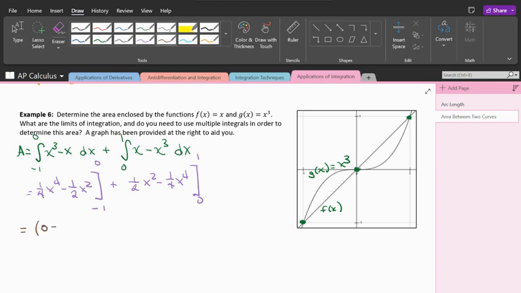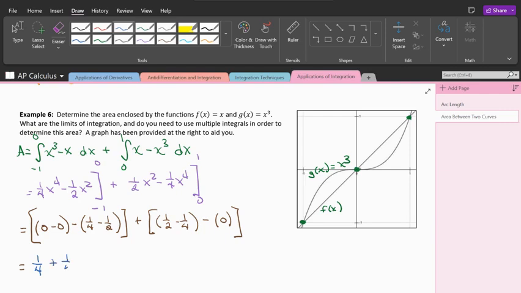Substituting in, we have 0 minus 0 minus, we plug in -1, and we have +1/4 minus 1/2, plus, now we're evaluating the upper function first at 1, so 1/2 minus 1/4, minus 0. And so we have here 1/4 minus 1/2 is -1/4, multiplied by a -1. So we have 1/4, and then plus 1/4, and so our area is simply 1/2.